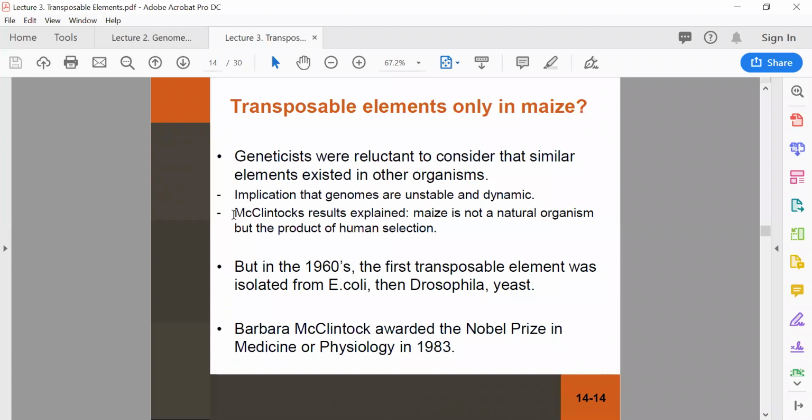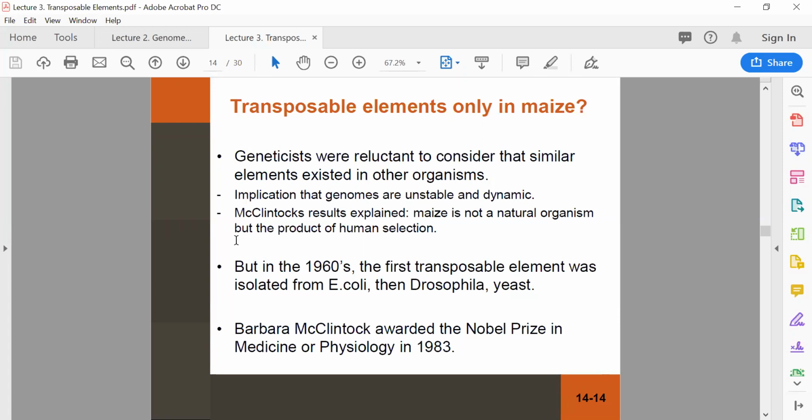Now, Barbara McClintock was a highly respected geneticist, so her results, even though they were scoffed at by many scientists, they were explained by saying that maize is not a natural plant. It's not a naturally occurring plant. It's a crop plant. It's a product of human selection and domestication. So that was generally accepted by people.